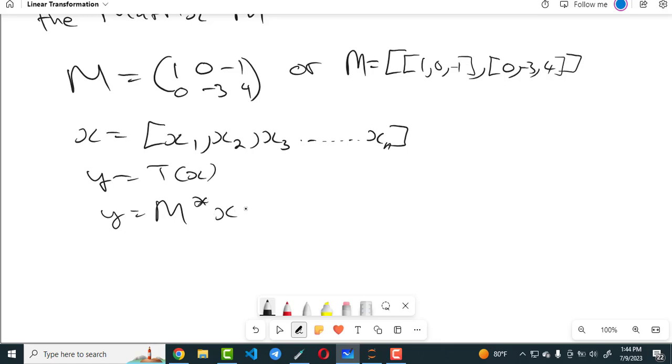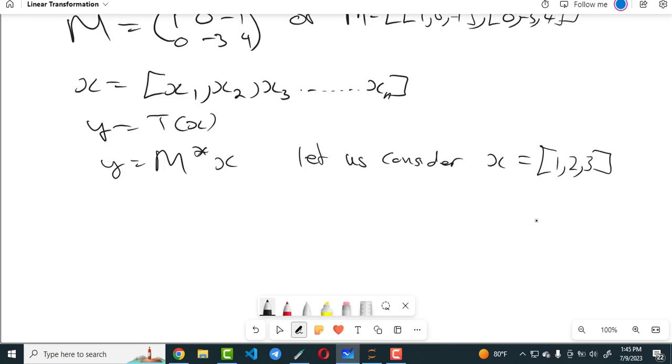Let us assume that x here, let us consider x is equal to 1, 2, and 3. Right. So if x is equal to 1, 2, and 3, this can be represented in a column way: 1, 2, and 3 in a column format.